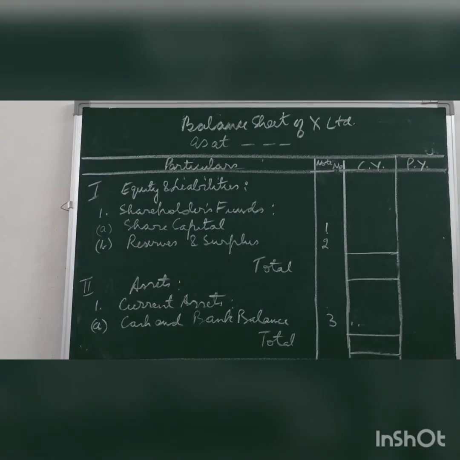Next you will prepare the balance sheet of X Limited as at the format: particulars, note number, current year, previous year column has to be prepared, and make the outline of the content of the balance sheet showing the liability side, asset side respectively, numbering them 1, 2, 3, and from the notes to accounts you will write the figure. So always you have to prepare an outline like this of the balance sheet and then do the working note and insert the figures and check whether your balance sheet is tallying or not.